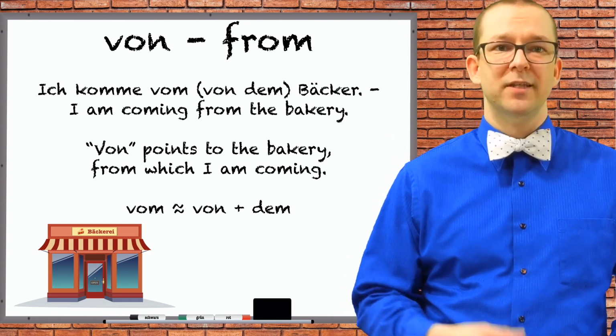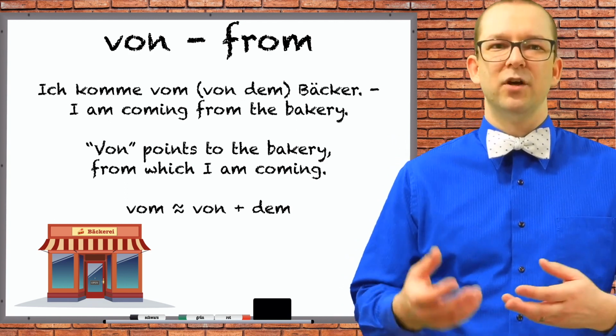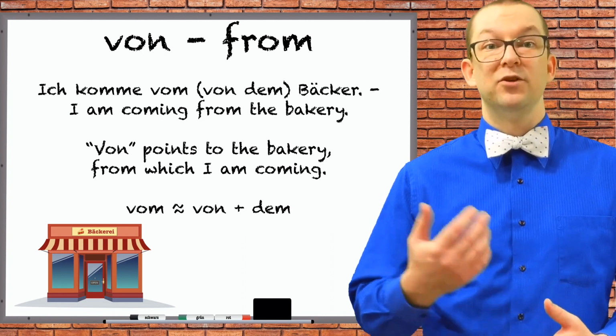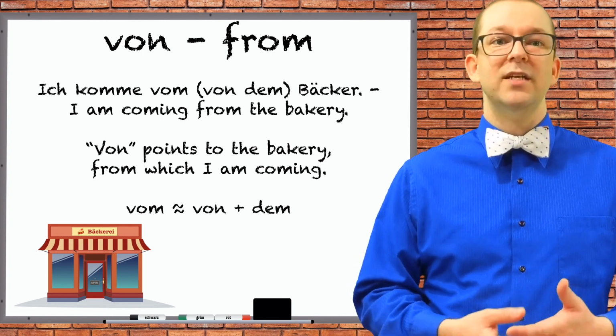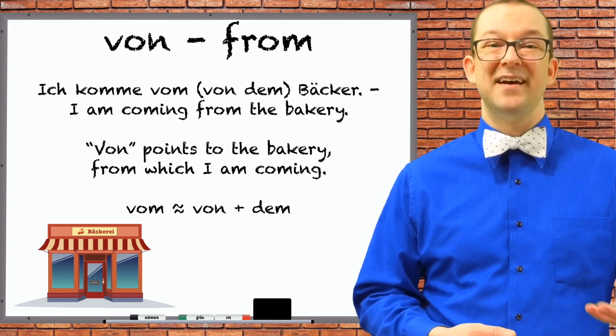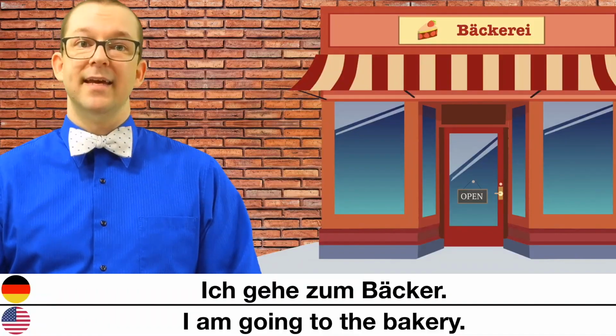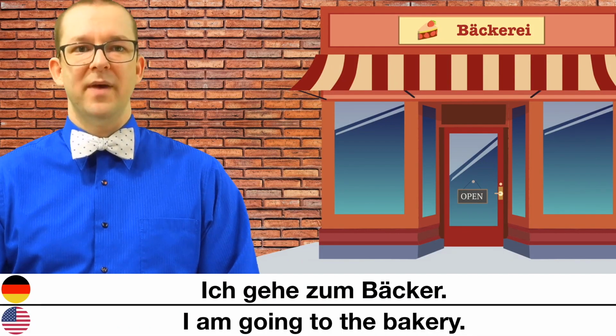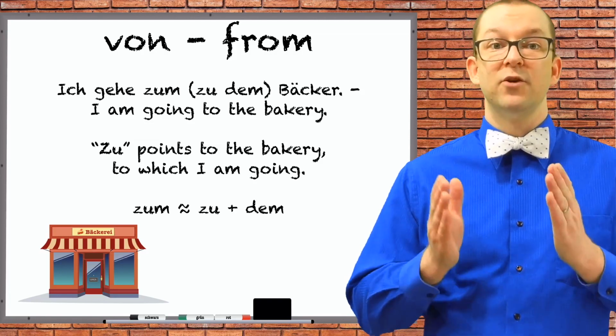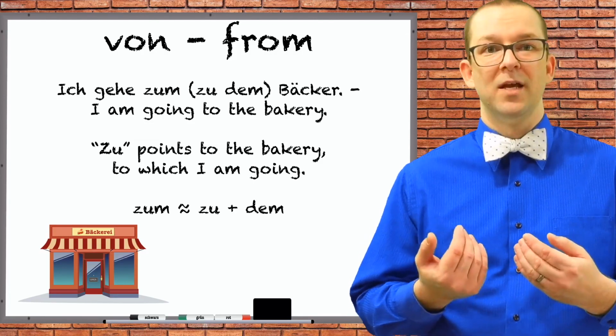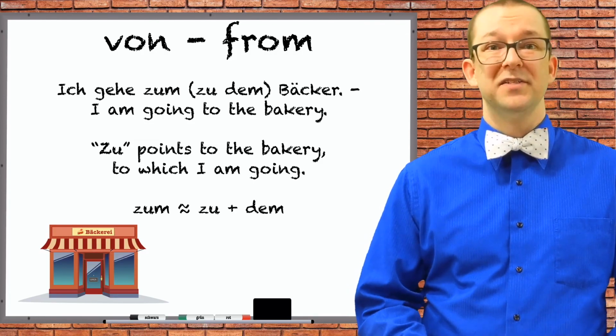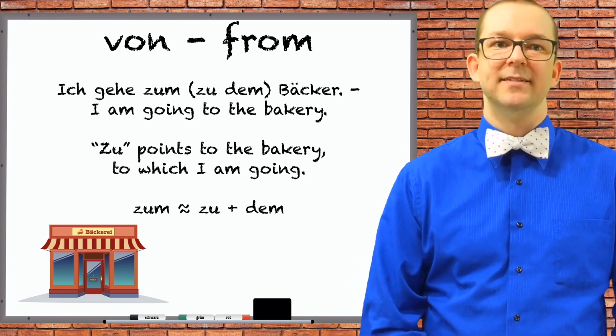Also, it's important to note that vom is a sort of contraction of von and dem, which means if you're trying to use an adjective after that, you need to use the ones that are normally behind definite articles. Ich gehe zum Bäcker. I am going to the bakery. Zu points in the direction to where ich is going. Notice again that we have a contraction, this time with zu and dem in this sentence.